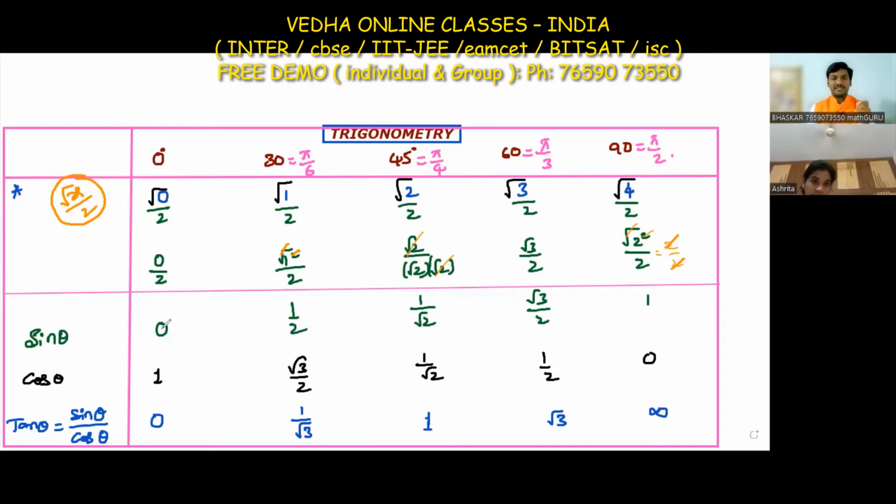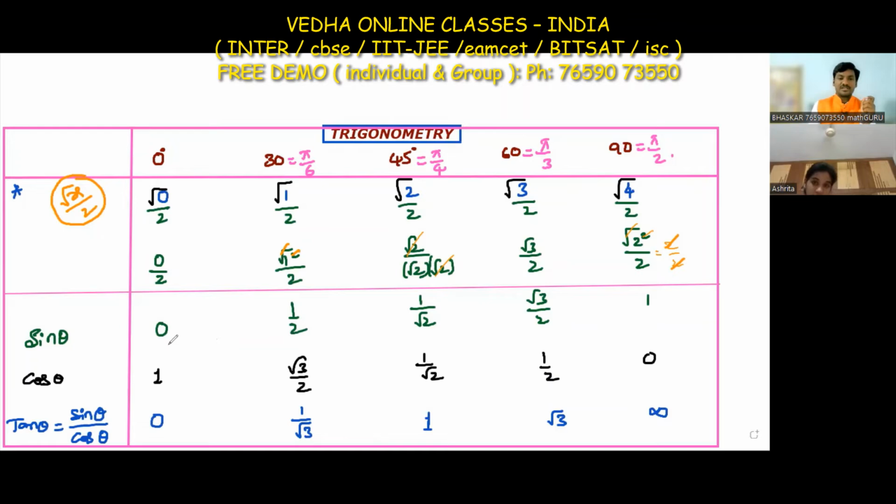Now, what are the sine theta values? Sine 0 is 0, sine 30 is 1 by 2, sine 45 is 1 by root 2, sine 60 is root 3 by 2, sine 90 is 1. Very good. And cos theta values: cos 0 is 1, cos 30 is root 3 by 2, cos 45 is 1 by root 2, cos 60 is 1 by 2, cos 90 is 0. Good.